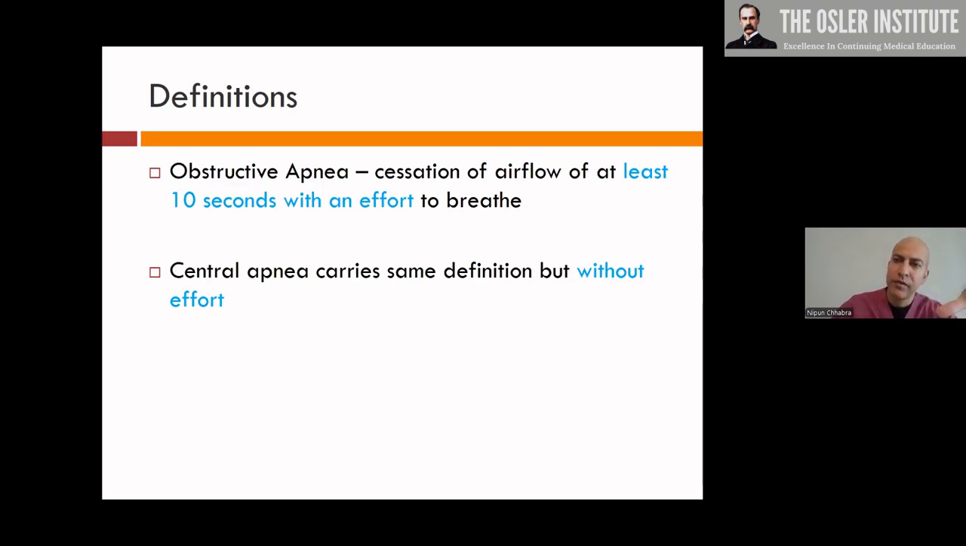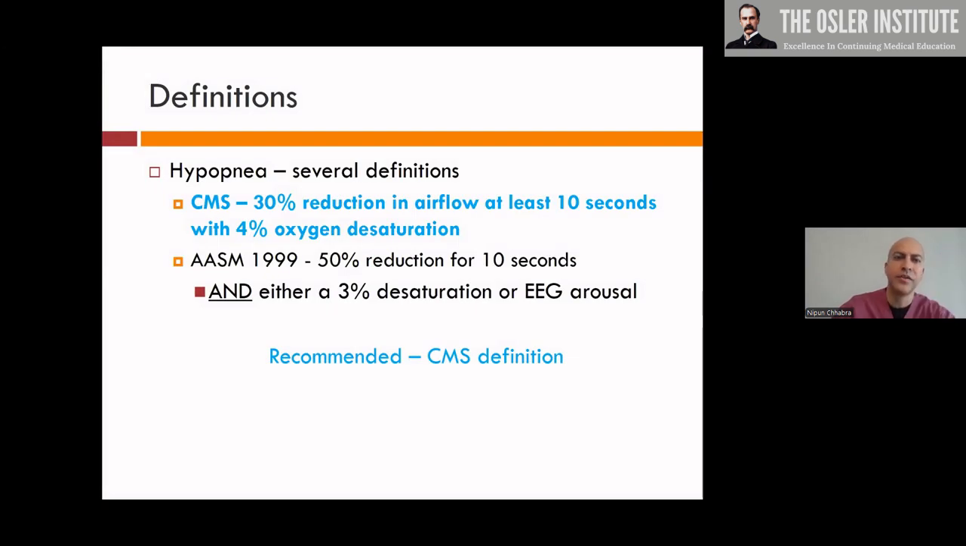If both the airflow monitor and the EEG line are flat, then that defines an apneic event. But if the airflow monitor is flat but the EEG shows some level of activity, that's a hypopneic event. We'll describe those in more detail coming up, but it's important to keep in mind the definitions between obstructive and central and how they relate to the EEG changes.